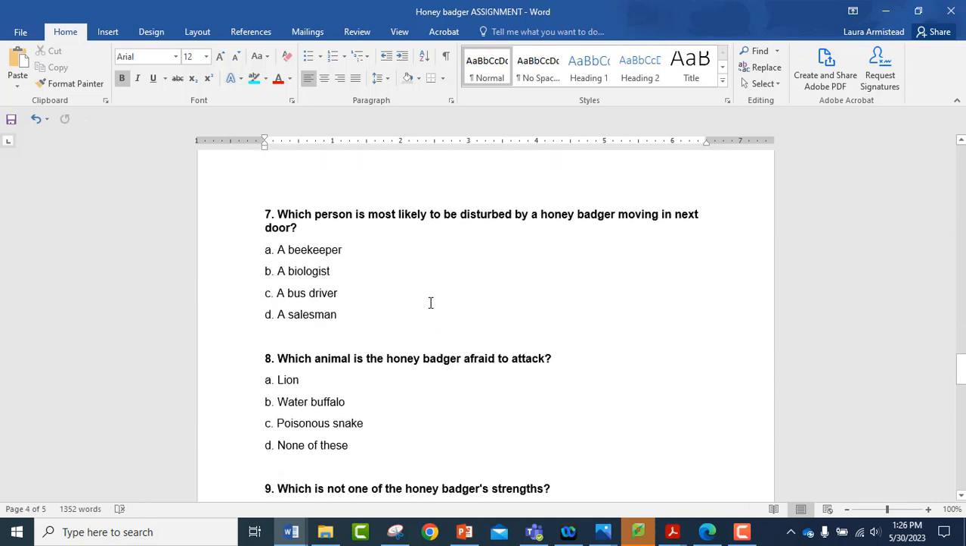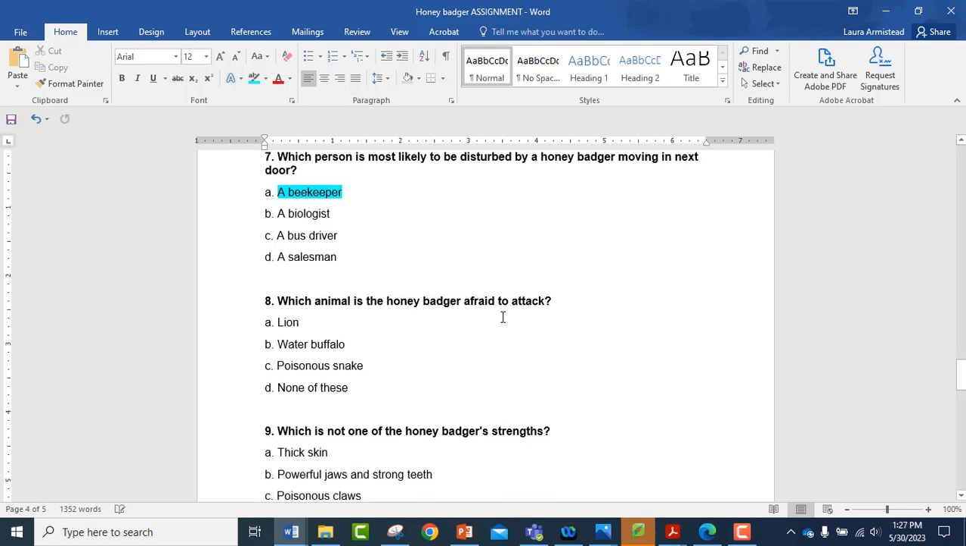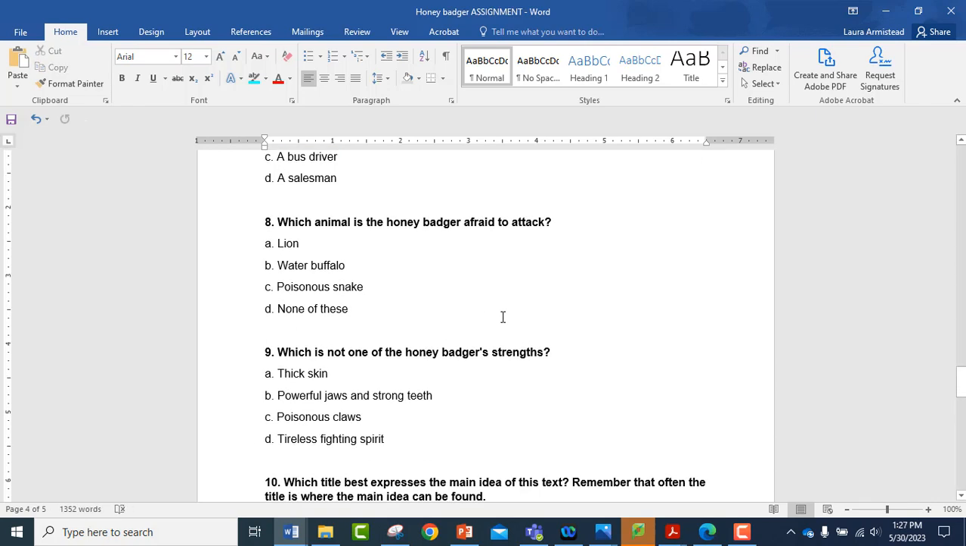Which person is most likely to be disturbed by a honey badger moving in next door? A beekeeper, a biologist, a bus driver, a salesman? Probably a beekeeper because they go after those bees. Which animal is the honey badger afraid to attack? Well, it's not afraid to attack anything.